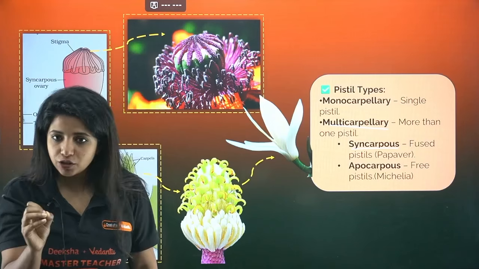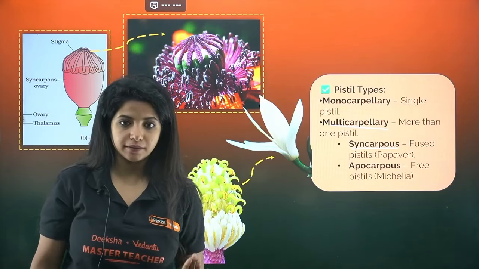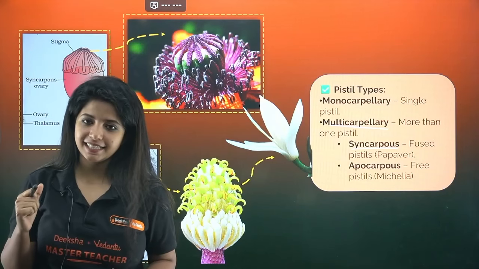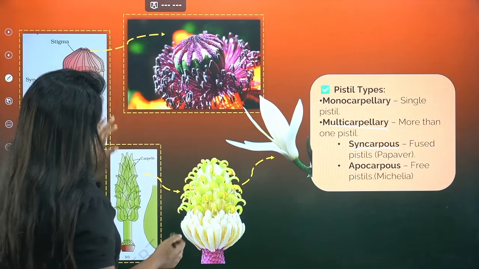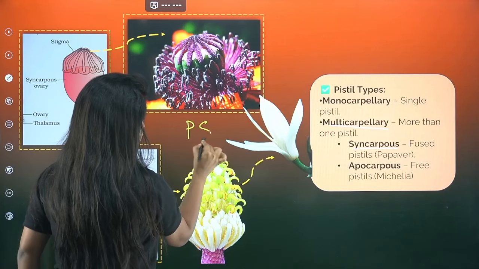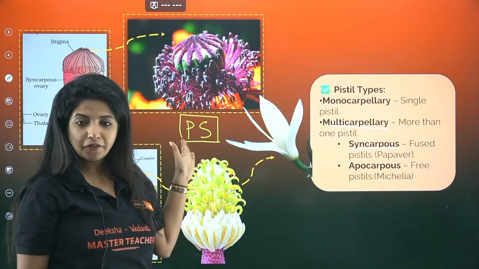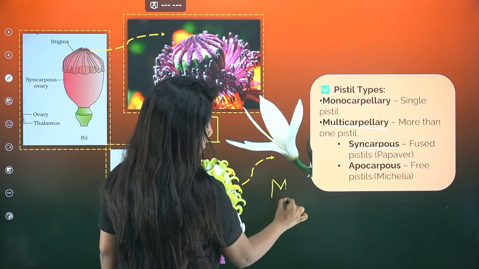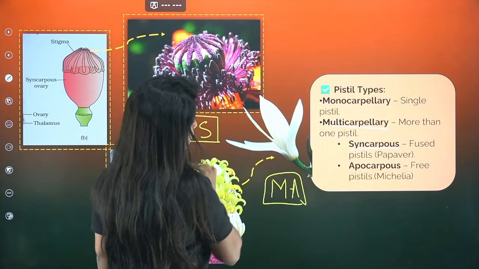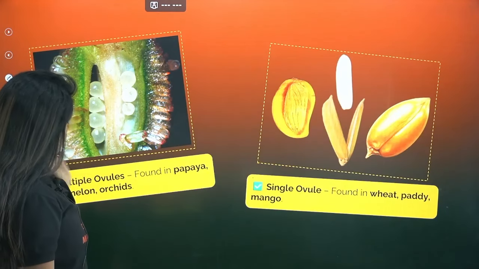So Michelia is apocarpous, and Papaver is syncarpous in condition. Done? Okay. So you can remember Papaver and syncarpous. PS5, you might be playing PS, right? So you can remember like that. Papaver is syncarpous in condition, and Michelia, my dear children, is apocarpous. Ma and PS. Fine? Cool.